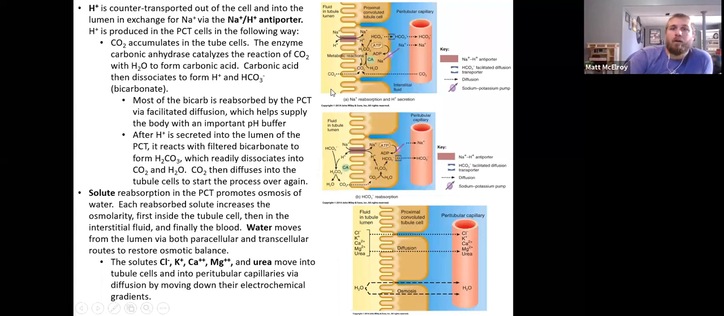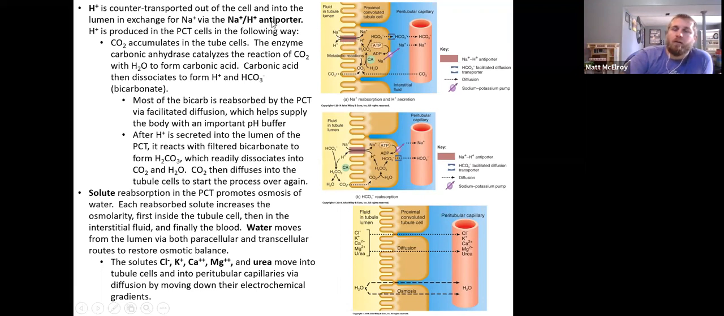Now we're going to do the opposite for hydrogen ions that we did with glucose. Instead of pulling hydrogen ions into the cell, we're going to push them out of the cell into the tubule lumen. And this is done by way of what's called a sodium hydrogen ion antiporter. Symporters move things together.